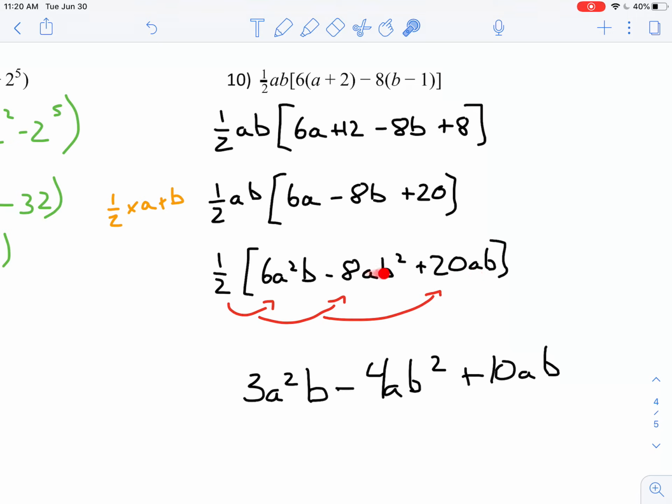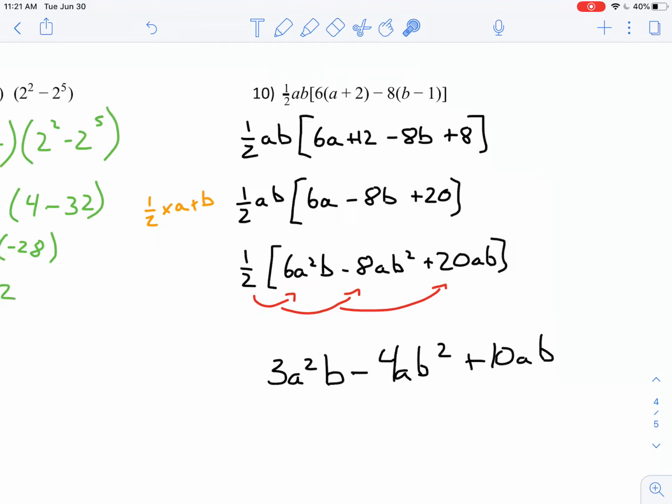So now I've distributed the variables, and now I need to multiply everything by 1/2. Or I can just simply ask myself, well, what's 6A squared B divided by 2? What's negative 8AB squared divided by 2? Because that's what we're really looking for, right? Half of 6, half of negative 8. I end up getting 3A squared B minus 4AB squared plus 10AB, right? Half of 6, half of negative 8, and half of 20.